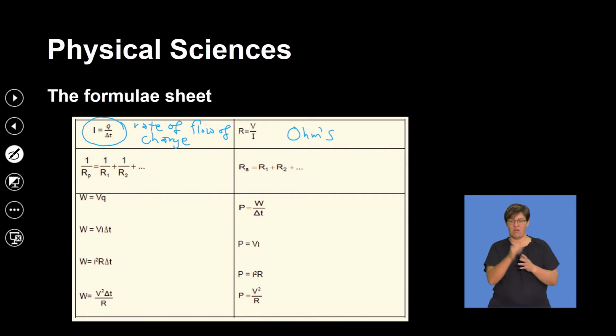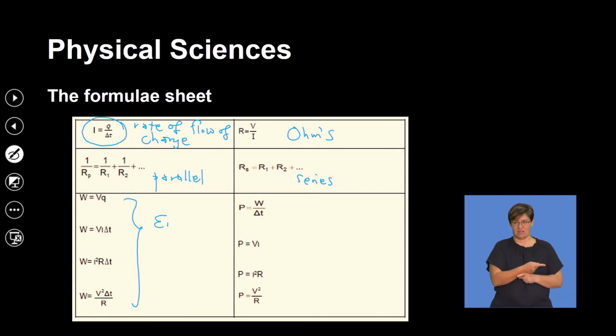We know this is the formula that we use to calculate total resistance in a series circuit, while the other one is for a parallel circuit. And then the issue with energy, which you would have discussed as far as power is concerned. This has got to do with energy. You know, work is energy, energy is work.